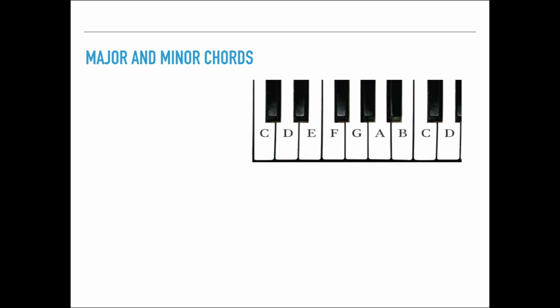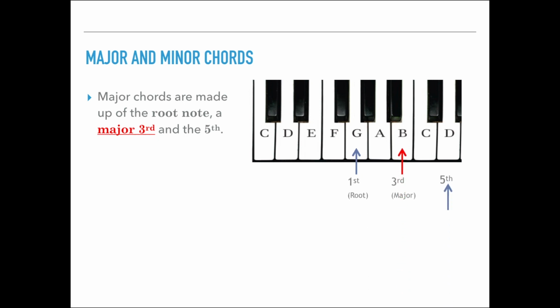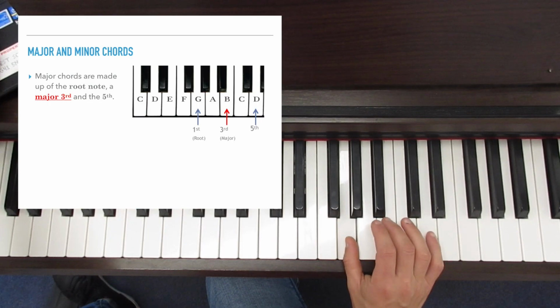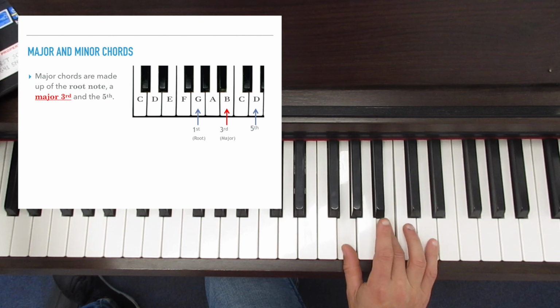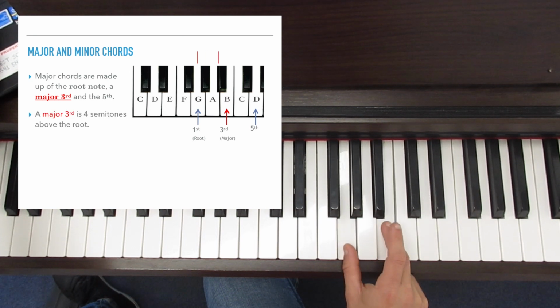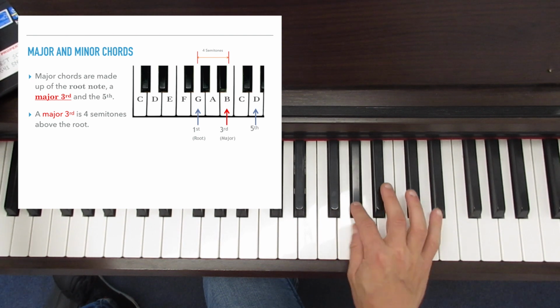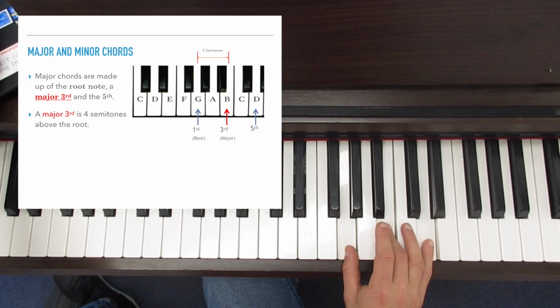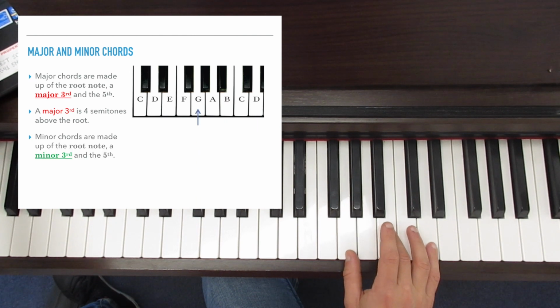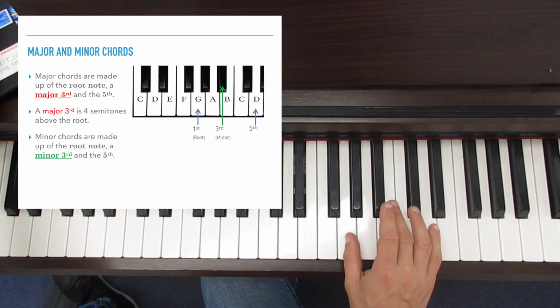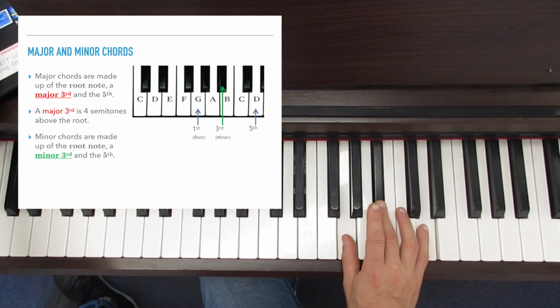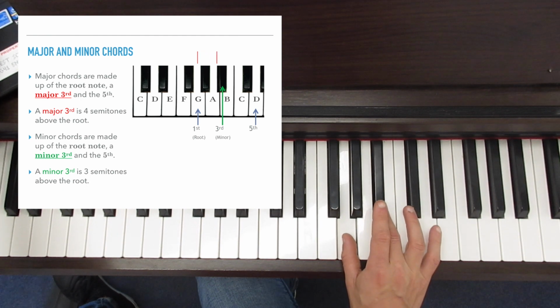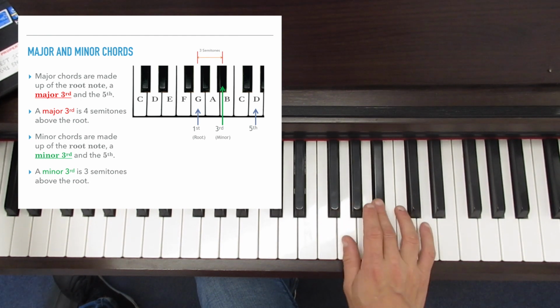So looking at major chords, they are made up of a root note, a major 3rd, and a 5th. So the root note here, G, and then a major 3rd, and then the 5th. The major 3rd is 4 semitones above the root. So G, 1, 2, 3, 4. 4 semitones, and then the 5th. So that makes up a major chord. A minor chord is made up of a root, a minor 3rd, and the 5th. And the minor 3rd is 3 semitones higher than the root. 1, 2, 3.